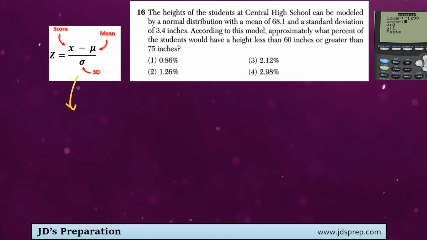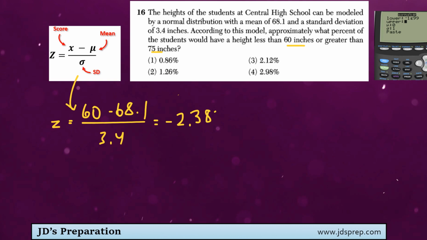What we want to do to get started off is find the z-scores for both 60 inches and 75 inches. So starting with 60 inches, we would do 60 minus the mean of 68.1 divided by our standard deviation of 3.4, which gets us negative 2.3824, if I just round it there.